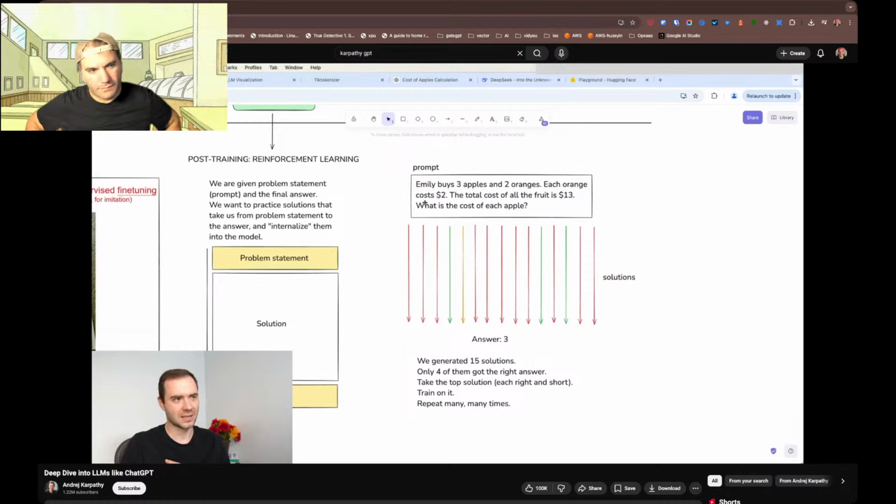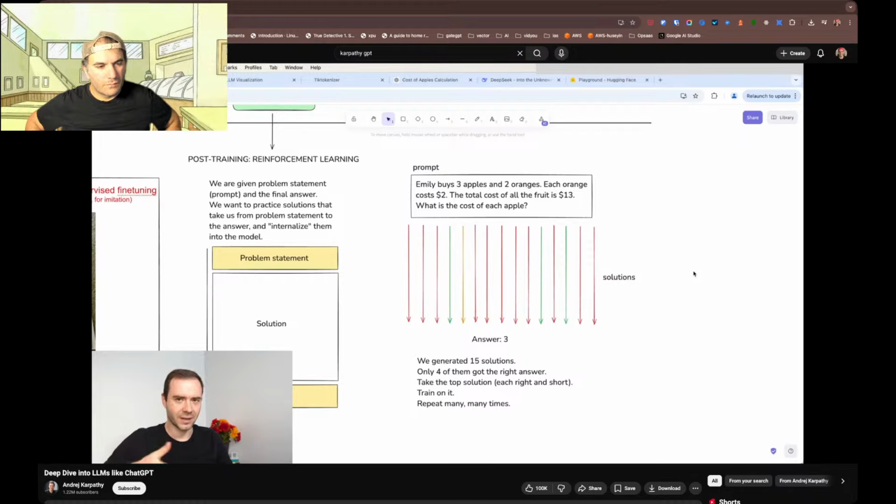But you have to remember that we're going to run many different diverse prompts across lots of math problems and physics problems and whatever there might be. So tens of thousands of prompts, maybe, have in mind. There are thousands of solutions per prompt. And so this is all happening at the same time.